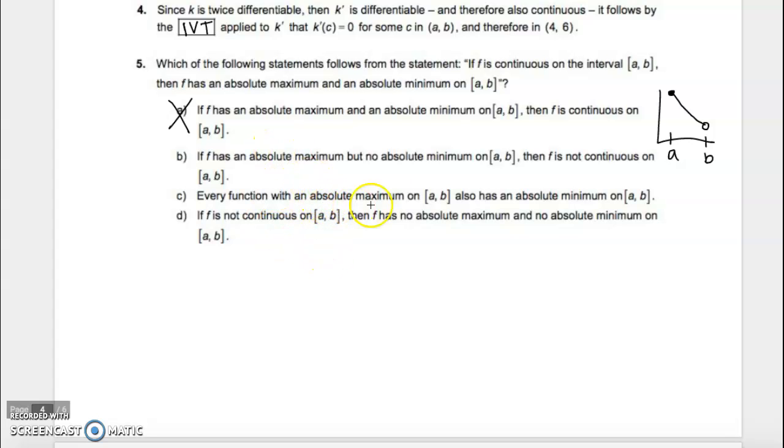Every function with an absolute maximum also has an absolute minimum on a to b. Oh, not necessarily. You could have a function, here's a, here's b, and our maximum could definitely be in that interval. So I could have a point that starts here, goes really high, there's the maximum, but your minimum could be afterwards. It doesn't have to happen on a to b. So that one's not necessarily true.